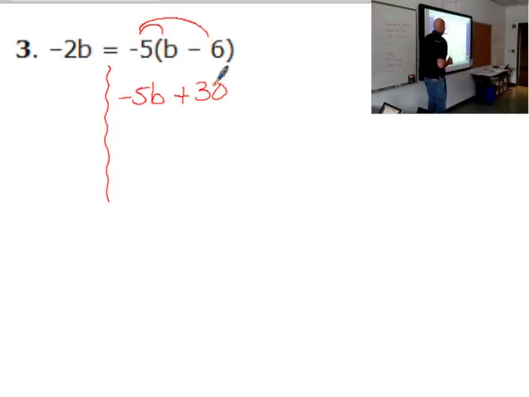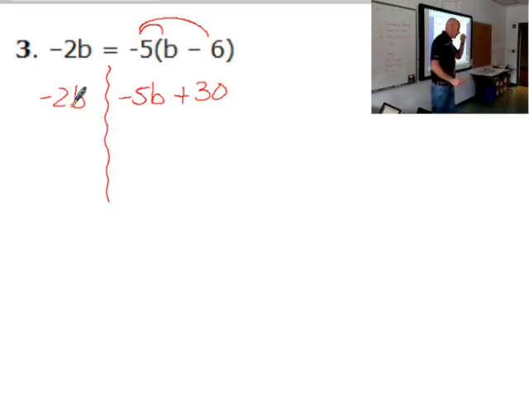All right, now, when we're done with this step, what do we do? Bring everything down. Good. So, negative 2b. Now remember, when we are solving equations, we want the variable on the left side, number on the right side. You don't have to do it that way, but it makes it a little bit easier.